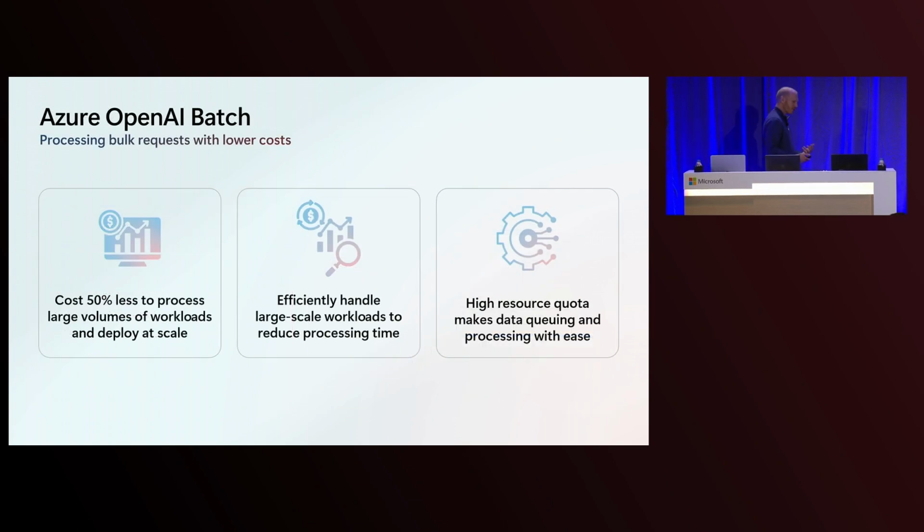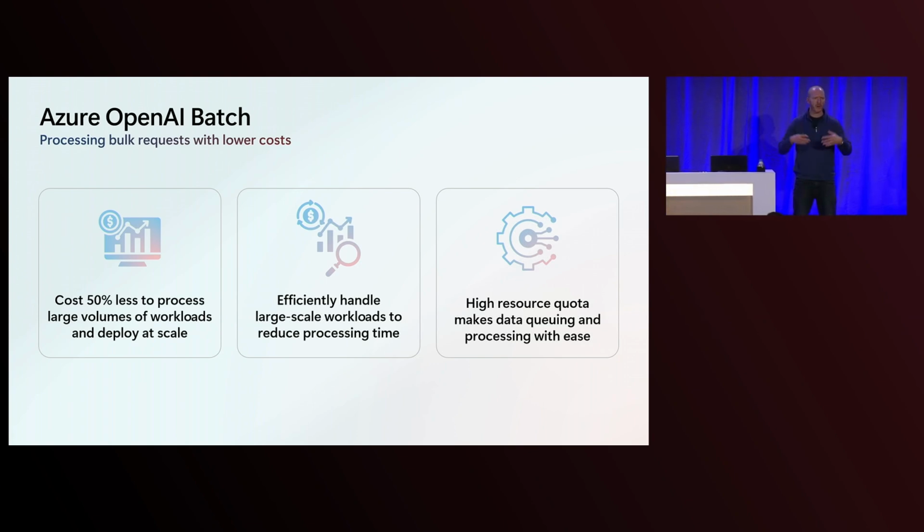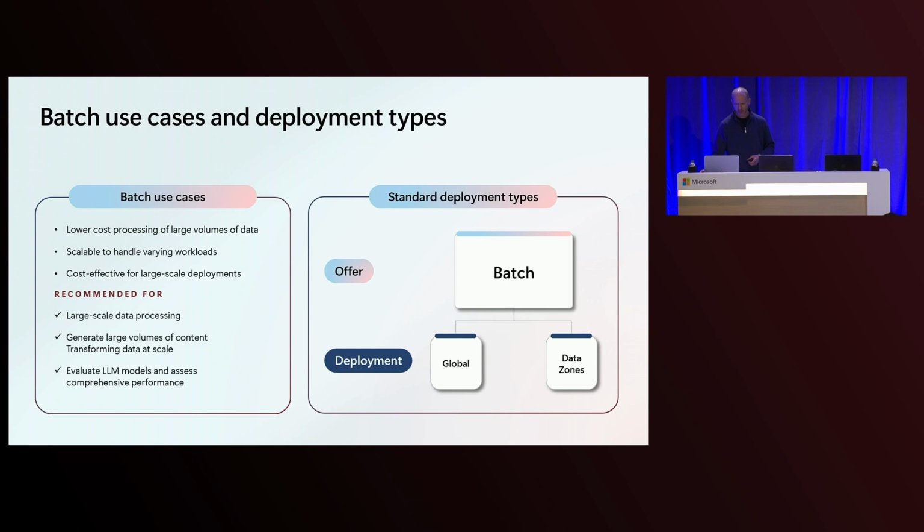Now, batch is the service where you can submit a job and have the job run sometime in the next 24 hours. This is the kind of case where maybe you need to summarize a bunch of information or prepare for things to happen the next day. You can use batch to lower your cost, because the cost of serving on batch is actually 50% of the cost of serving a real-time workload.